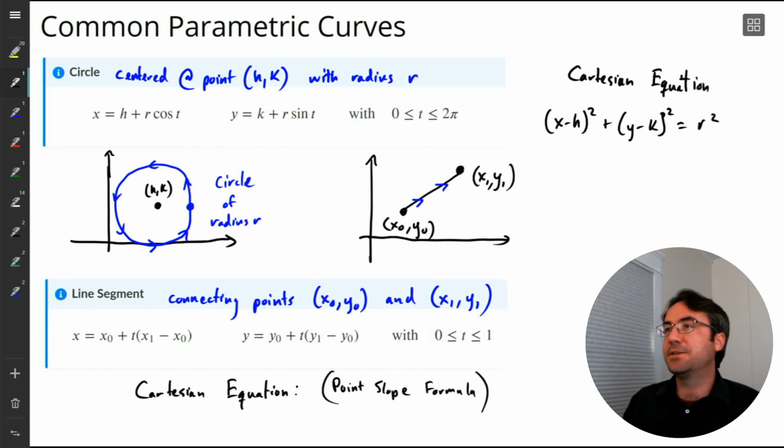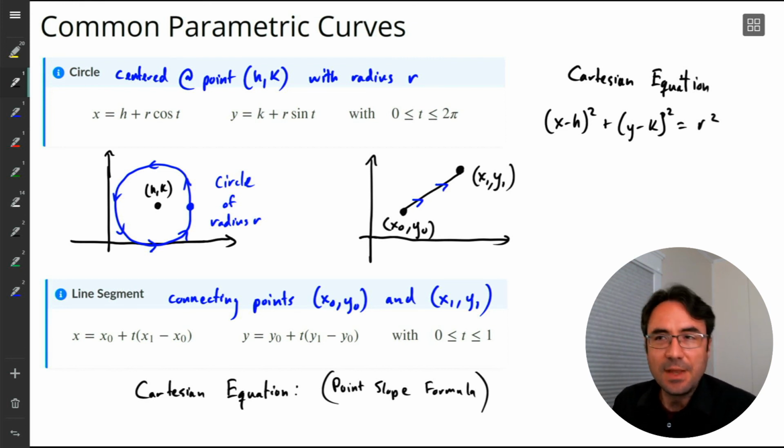All right, so let's stop there. Next time, what we're going to see is with these parametric curves and equations, how to calculate our derivative, dy dx. How do we find the derivative of y in terms of x when we're given these parametric equations? That's what we're going to look at next time.